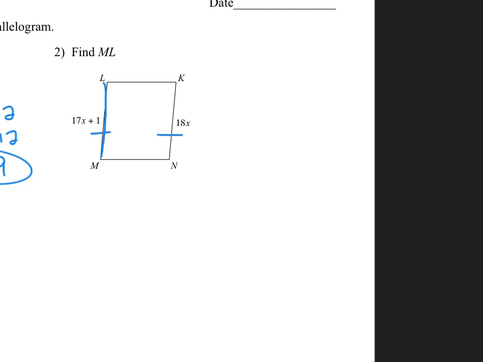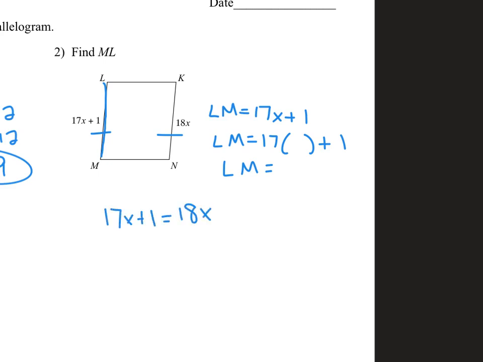So when I'm done with LM, 17x plus 1 is LM. When I'm done, I'm going to find out what x is. I'm going to plug it in there, and it's going to tell me what LM is. So 17x plus 1 equals 18x. I'm going to subtract 17x from both sides, and I'll get x, or 1x, is equal to 1.